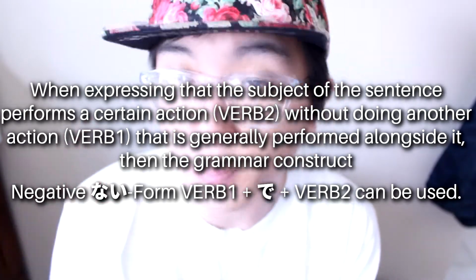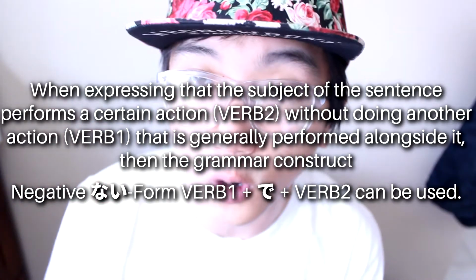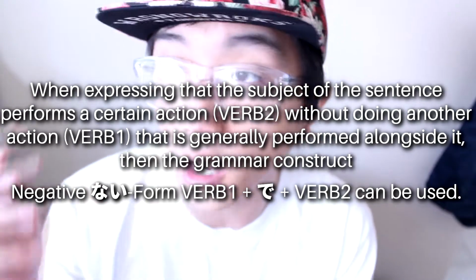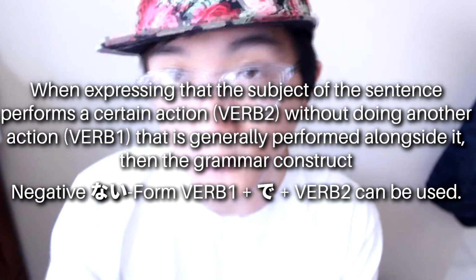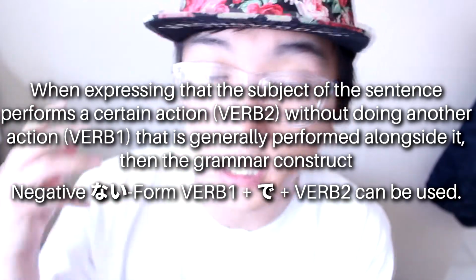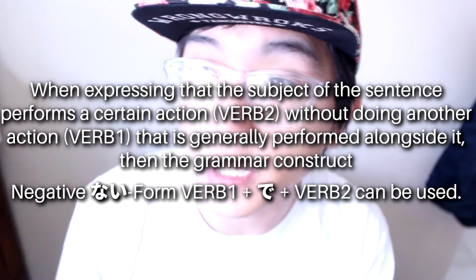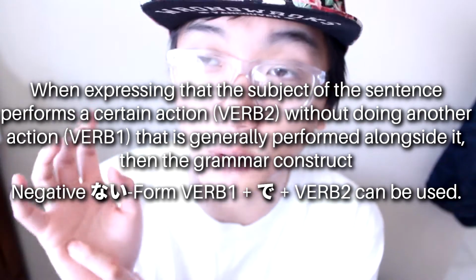And in order to express that, we are going to use the negative nai form of verb 1 plus the particle de plus the second verb in whatever conjugation is appropriate. And again, this is going to translate to doing that second verb without doing the first verb.